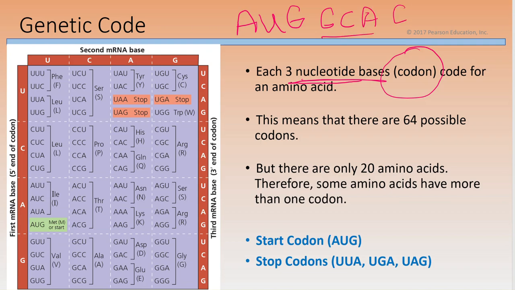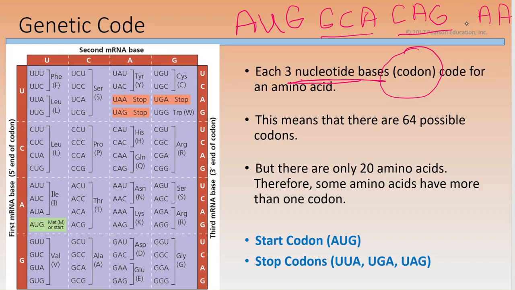That's 1 codon, 2 codons, 3 codons. Okay. This is the way that your translation is going to occur. Find that AUG and then read every codon after it, every 3 bases.